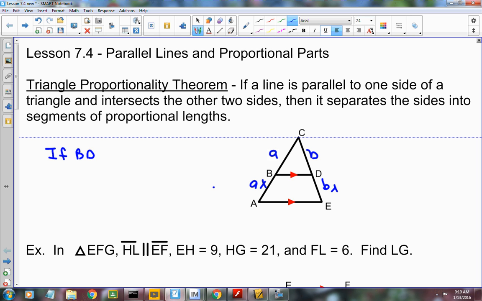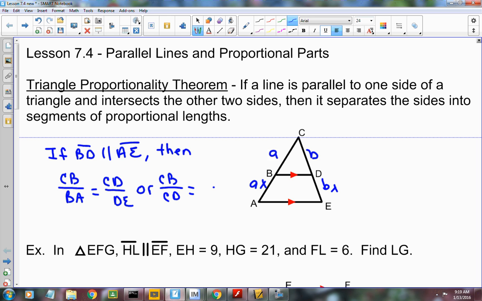So if BD is parallel to AE, and BD has to be parallel to AE in order for this to happen, then you can set up a proportion. CD is to BA as CD is to DE. You can also go back and forth. You could also do CB is to CD as BA is to DE. So you can also do it like that, okay? And this happens when you've got this segment here that's parallel to the third side, okay? And it intersects the other two sides of the triangle.